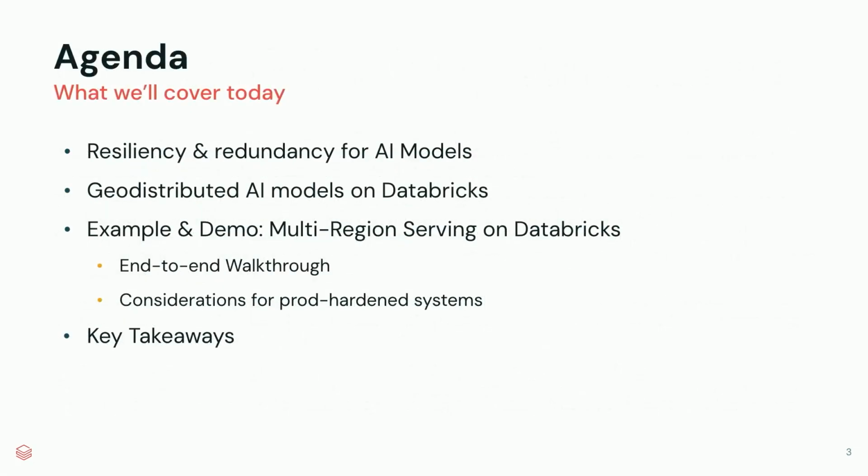So what are we going to talk about today? First, a little bit about what resiliency and redundancy really mean for AI models. Why would you want to do it? You probably all have a reason for being here, so you might understand all these things already, but it's good to set some context. Then we'll talk about what it looks like on Databricks to set up those models, to do geodistribution, and to do resiliency, and we'll do a little example and demo of something that we set up using Azure, Databricks, and some other components. We'll talk through what those are, and then we'll wrap up with some takeaways.